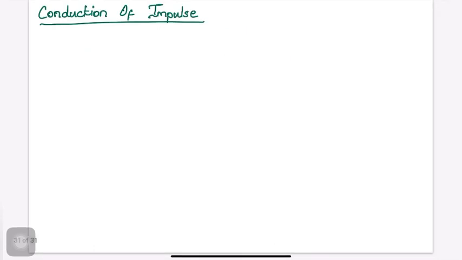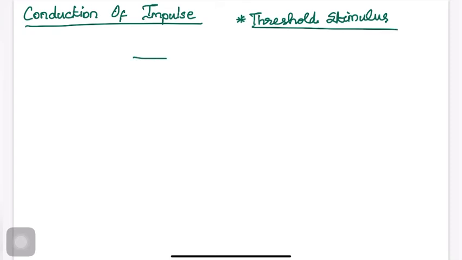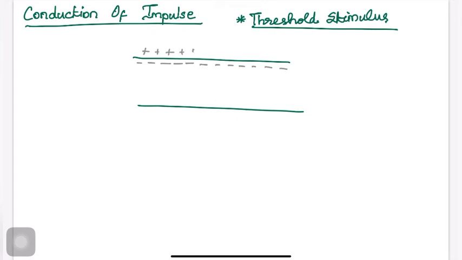Now let us see the last topic of today's discussion, which is conduction of impulse. As we already mentioned, only after generation of action potential can the impulse be conducted. For generation of action potential, we need a threshold stimulus, which is the stimulus that can take the membrane potential from resting membrane potential to threshold potential. Let us take an example. This is a nerve fiber. As we know, the inside of the membrane will be negatively charged and the outside of the membrane will be positively charged.